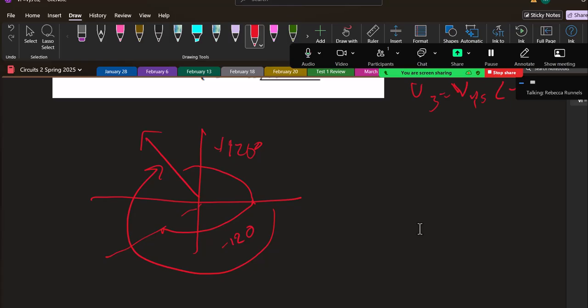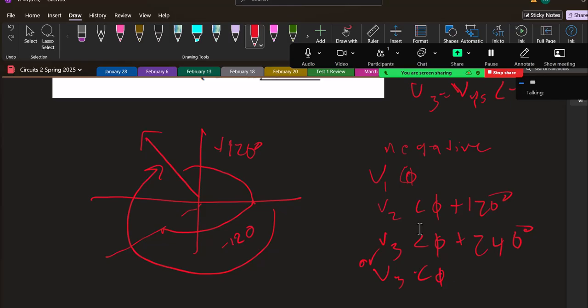So negative phase sequence. Well, what do you think negative phase sequence would be? So V1 would be just angle phi. V2 would be phi plus 120, and V3 would be phi plus 240, or phi minus 120. You're just going around the other direction. But you'll be using positive phase sequence for this class.